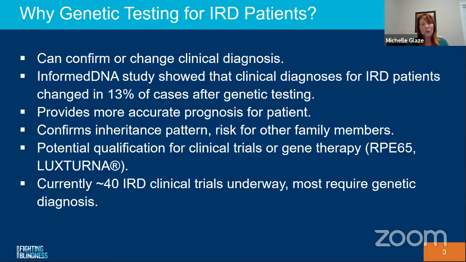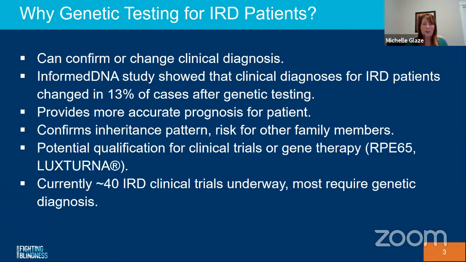And clinical trials and potential treatments, actual treatments out there now, they really do instill a vast amount of hope for individuals who are impacted. And I think it's really important to note that there are currently over 40 clinical trials underway, and this is on a global level with inherited retinal diseases. And many of these do require a genetic diagnosis if a patient is interested in getting involved.